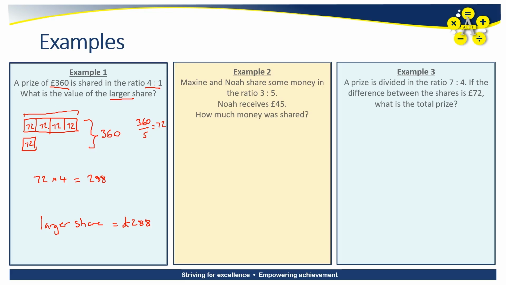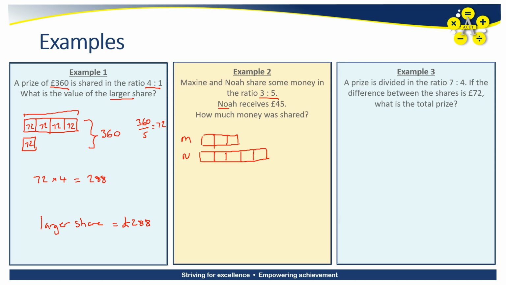Now I'm going to use the same method of drawing these boxes out and sharing between them to answer these other 2 questions. So if we look at example 2, Maxine and Noah share some money in a ratio of 3:5. Noah receives £45, and we're interested in how much money was shared. So I've got Maxine and Noah, so I'm going to use M and N to distinguish between them, and they're sharing the ratio 3:5. Now remember, the first person matches the first part of the ratio, so Maxine and Noah, 3:5. So Maxine's got 3 boxes to share between, or 3 parts, whereas Noah is 5. 1, 2, 3, 4, 5.